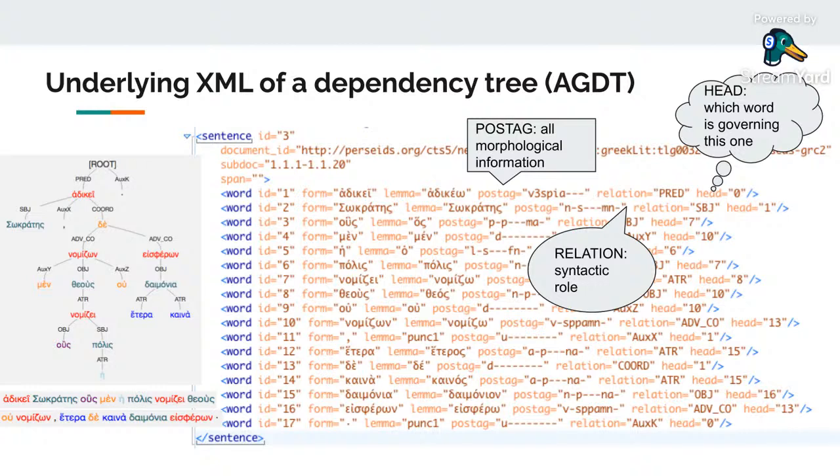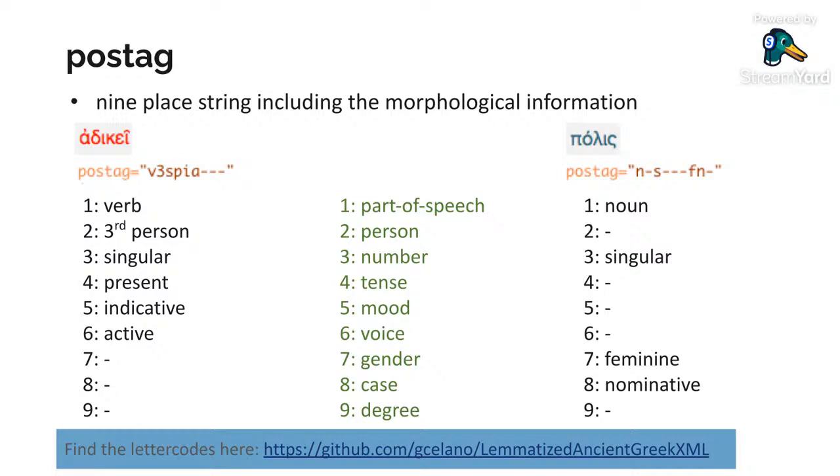The main thing in each sentence is the predicate, and so the predicate here, the head is 0, but all the other words have one head in the number ID here in the form. So this kind of information it contains, and the postag might be looking a little bit strange when you first look at it. It's just a string of numbers and letters, but each place in this string is significant.